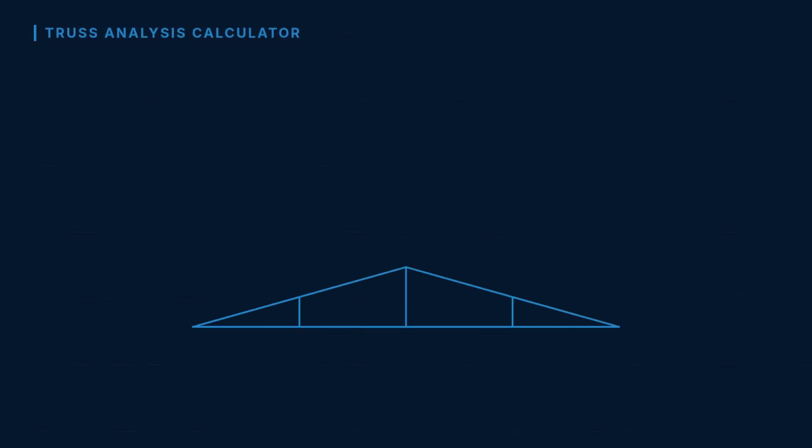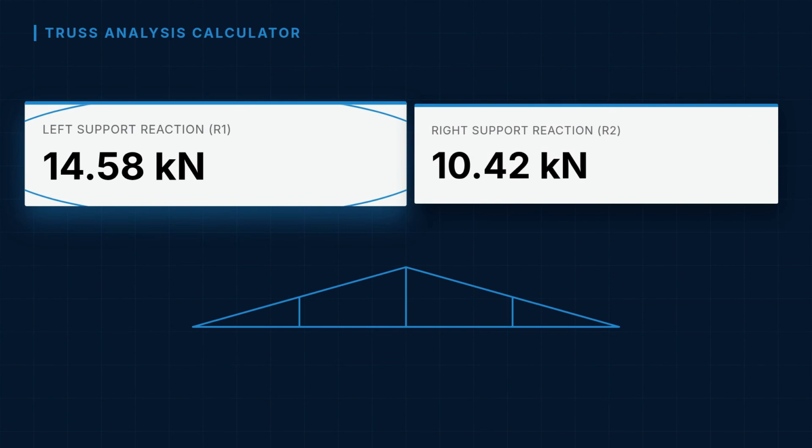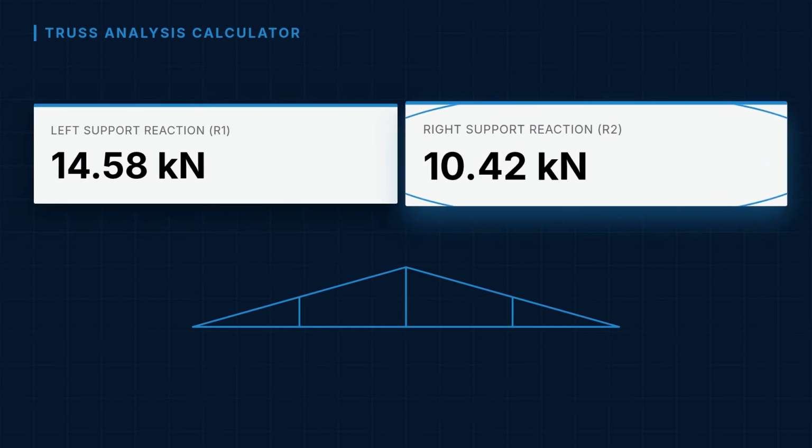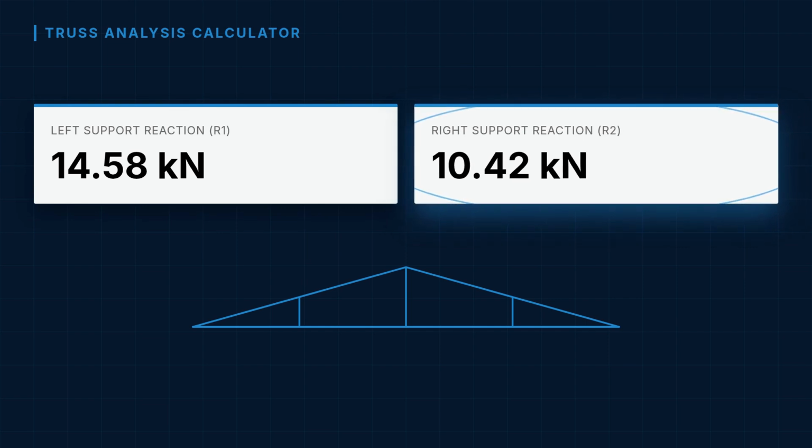With a span length of 12 meters, applied load of 25 kilonewtons, load position from left at 5 meters, and 4 panels, here are our results. The primary result shows 14.58 kilonewtons. This is your left support reaction. The secondary result of 10.42 kilonewtons is your right support reaction.